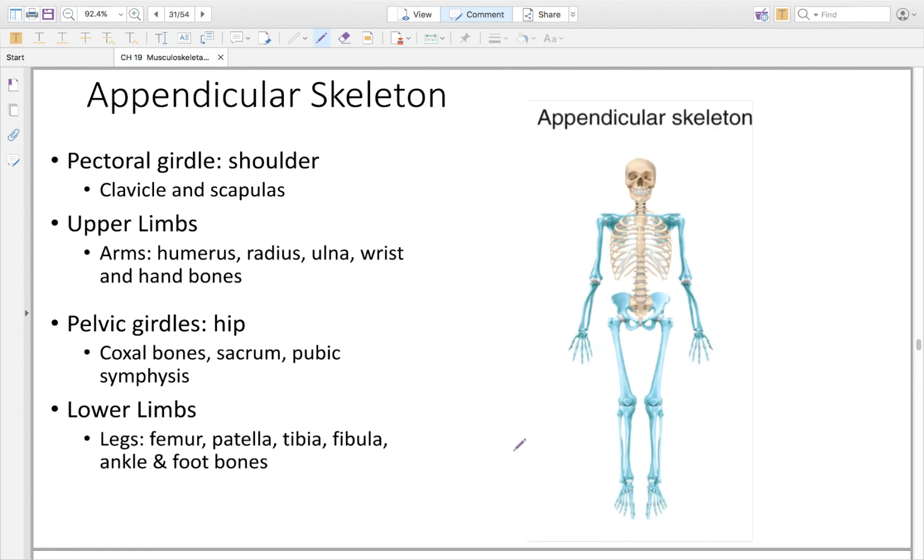All right, let's get going here with the appendicular skeleton. The appendicular skeleton is going to be your pectoral girdle. I'm going to show you exactly what that is. It's your shoulder, your clavicle, your scapula, your upper limbs, so your arms and your wrist and hand, the pelvic girdle. So of course this is the pelvic girdle, and I'm going to show you in detail, like I said, and then your lower limbs, your leg, ankle, foot.